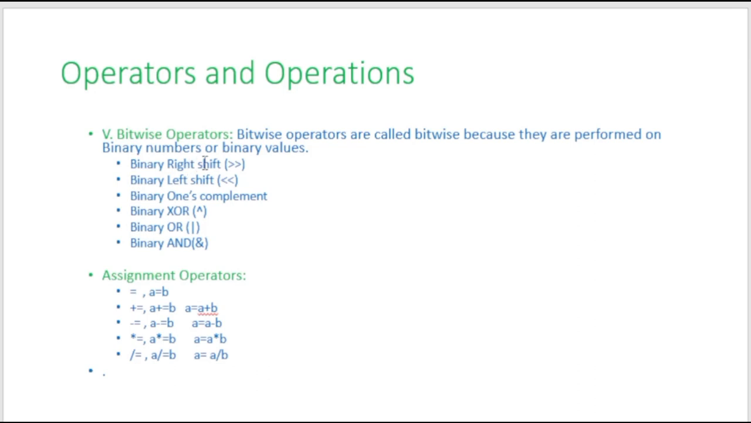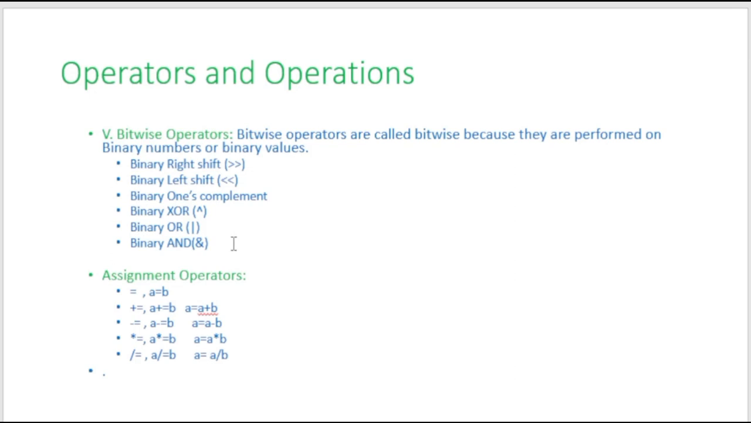Next we have bitwise operators. Bitwise operators are called bitwise because they are performed on binary numbers or binary values. So bitwise operators are performed only on binary numbers, not on decimal numbers. We have the binary right shift operator, binary left shift operator, binary ones complement, binary XOR, binary OR, and binary AND. So these are all bitwise operators.